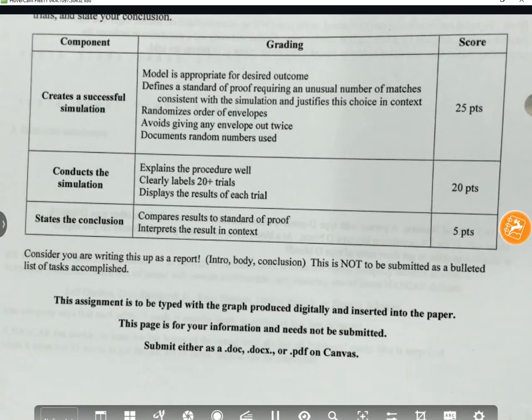This one is worth 20 points, but that's because the procedure itself is going to be 10 points, and then each of those are 5 points. Because if you get that wrong, these aren't going to happen. Compare the results to a standard of proof. A standard of proof means in the very beginning, you say, before I even do this, what would it take to convince me? That is my standard of proof.